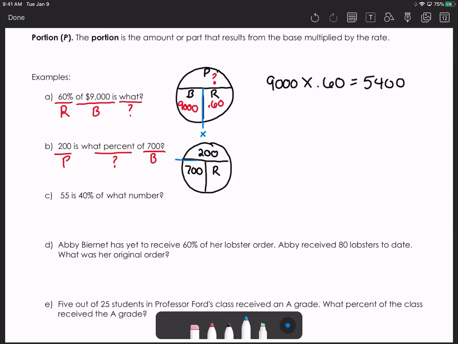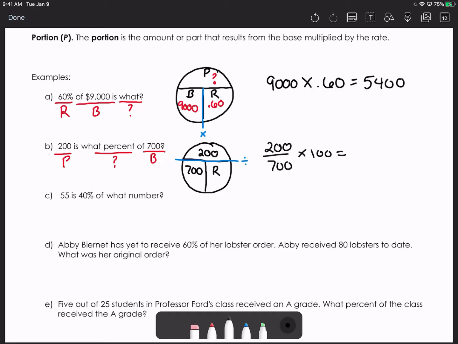Now, because the two items that I know, which is the portion and the base, is being separated by the division line, I know I need to take 200 and divide by 700. Now, because this is a rate that we're solving for, when I take 200 divided by 700, that will give it to me in decimal values because we always work with percentages when we do our calculations in decimal form. So when I want to put it back into percent form, I have to make sure I multiply it by 100.